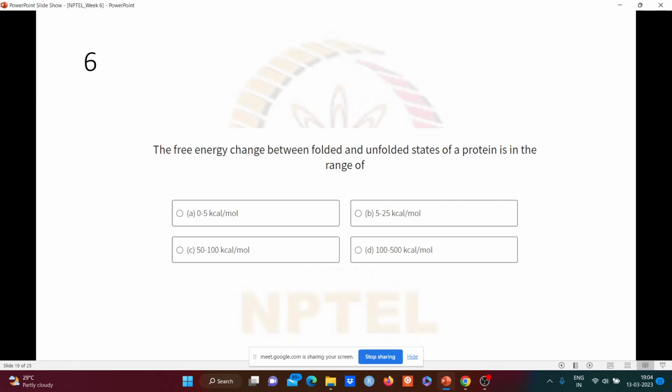Okay, I think this is a pretty easy question. Can anyone tell why it is in that range only? Like, why is the range small, not so high?